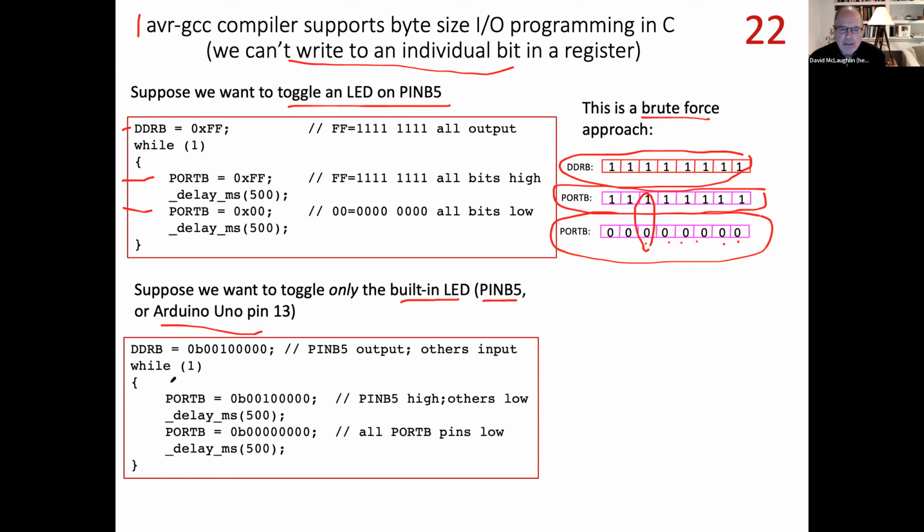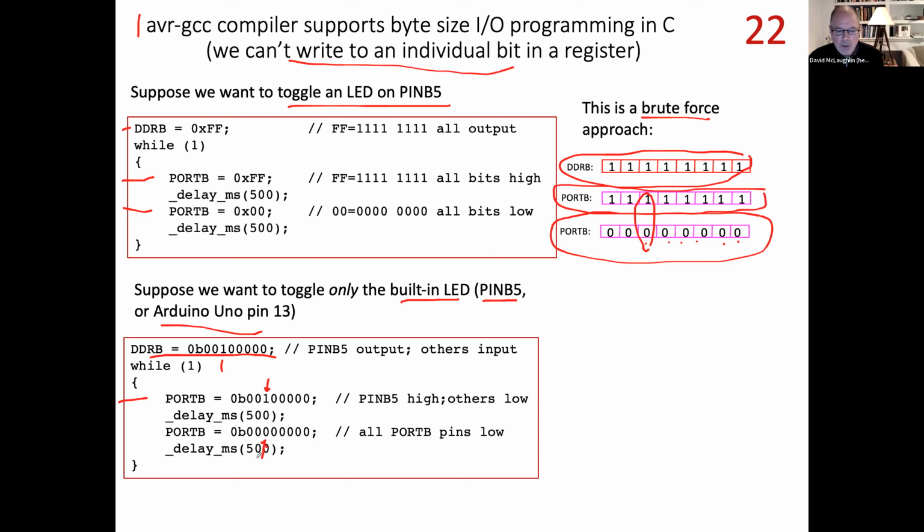Can I, instead of writing in hex, write in binary, say? Well, with this line here, I'm making pin B5 an output. All of the others are input. And with this line here, I'm setting pin PB5 high, but I'm setting all the other ones low. And now I'm setting PB5 low.